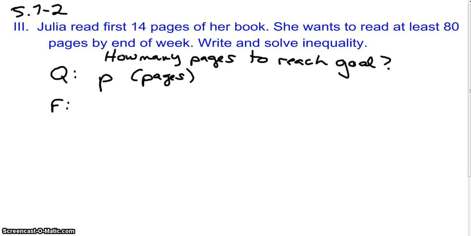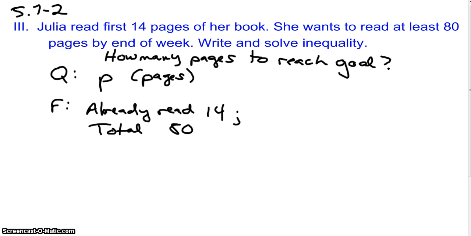What are the facts? What do we know? Give me one thing we know. Lindsay. That she read 14 pages. Already read 14, okay? And then the other fact that we know, Sophia. She wants to read at least 80 pages. So I guess we could say she needs a total of 80 pages.